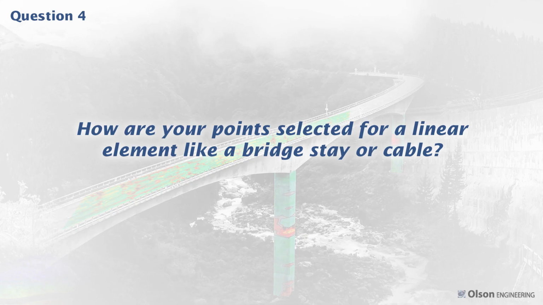How are your points selected for a linear element like a bridge stay or cable? Well, you don't go right at either end, obviously, and like you would do in normal monitoring, maybe the third points of the cable. When on cables, if you're set up near a pier and you're shining up looking at those cables, you try to pick an angle to hit, where the wave is going to primarily hit the cable, and you would like to angle it so that you're not at the nodal points of the cables.